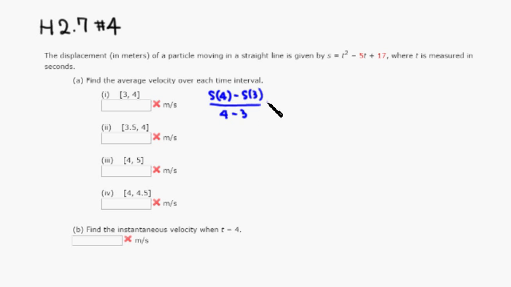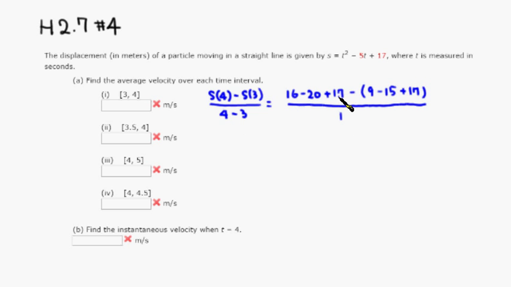Plugging in 4, 4 squared is 16, minus 5 times 4 is 20, plus 17, minus s of 3. 3 squared is 9, and then we have negative 5 times 3 is negative 15, plus 17, then over 4 minus 3, which is just 1.